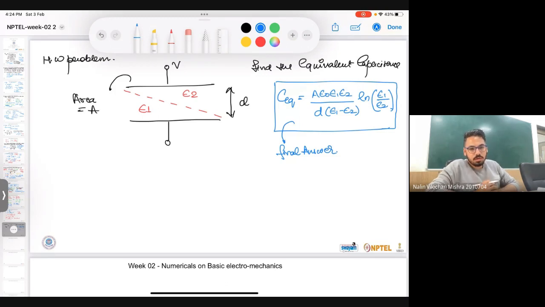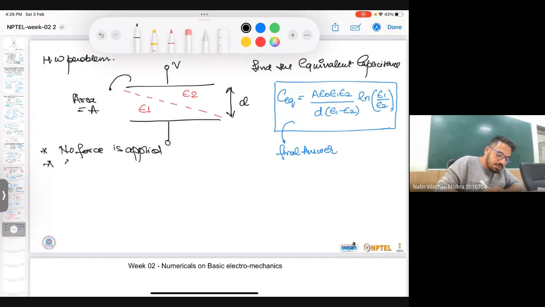Anyone can tell me how we will start this problem? Do we need to assume something, or like how can we start? It's not the simple case of parallel or series. Also, there is no force applied. Like, it's a simple electrostatic question.